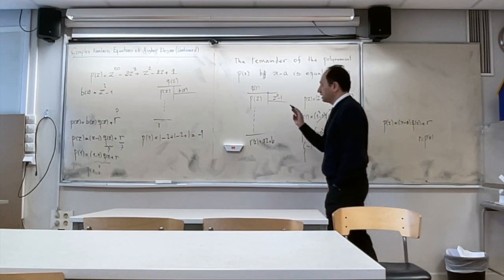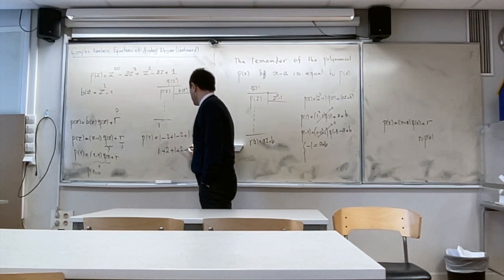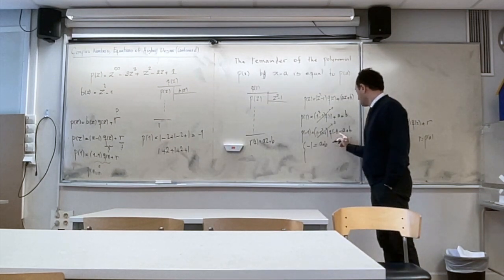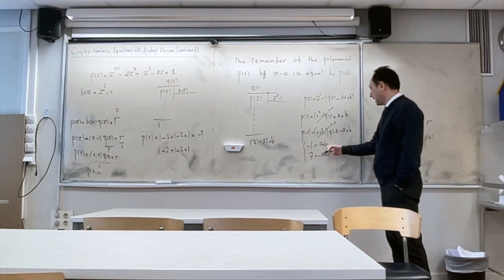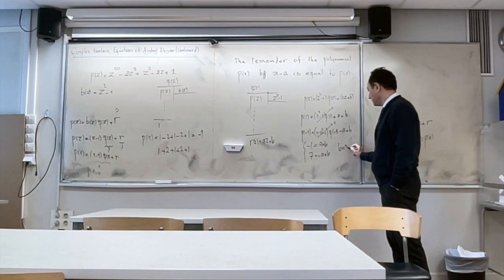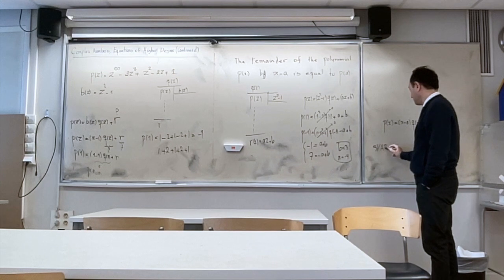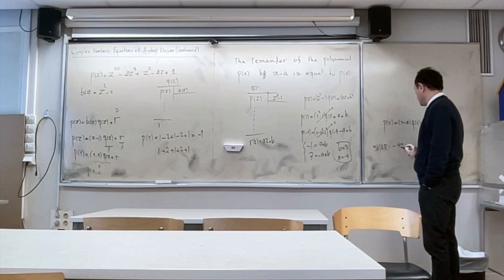P of minus 1, then I have to put it there. Minus 1 to power 50 is still 1. Plus 2, plus 1, plus 2, plus 1. So if I haven't done it wrong, 7. So it means that minus A plus B is 7. And then I solve the system. I add them. So B becomes 3, A becomes minus 4. But the answer to the problem is what? The remainder. So the remainder is A z plus B. So it is minus 4z plus 3.